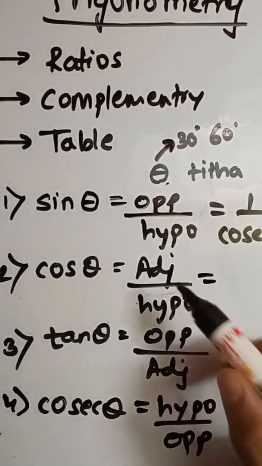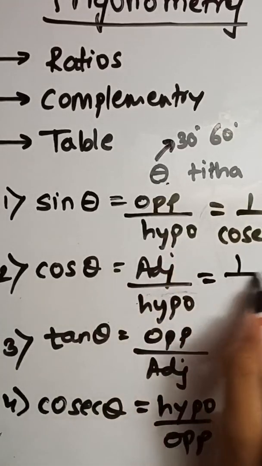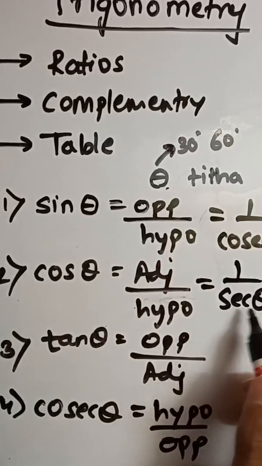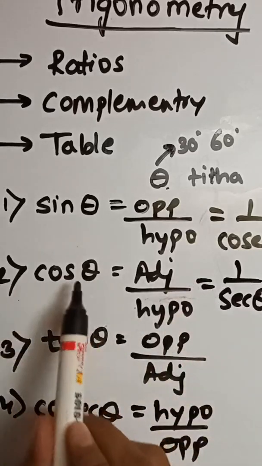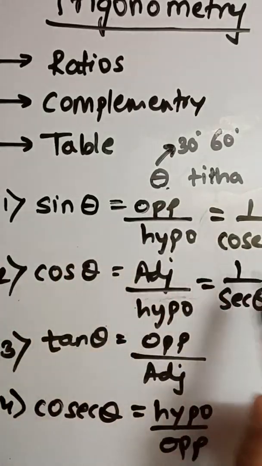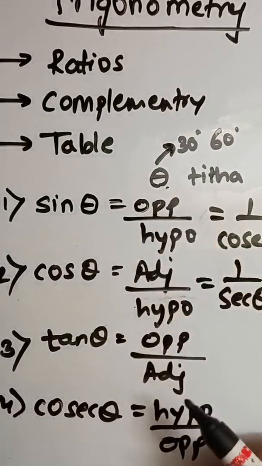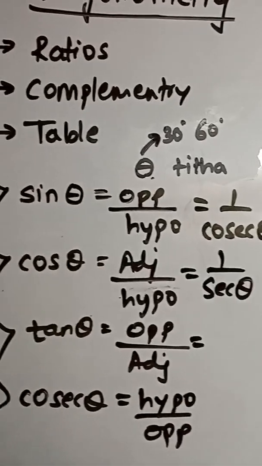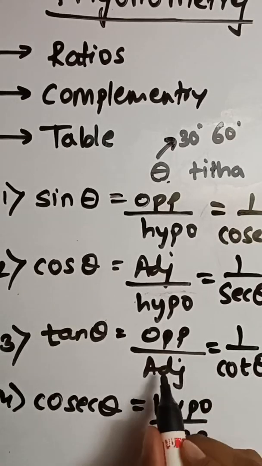In the same way, the reciprocal of cos, if you reverse cos, means hypo upon adjacent. Hypo upon adjacent is sec theta. If they ask you sec theta, S-E-C, sec theta, then it is hypo upon adjacent. If they ask you cos theta, it is adjacent upon hypo. If they ask you sin theta, it is opposite upon hypo. If they ask you cosec theta, then it is hypo upon opposite. If they ask you tan theta, it is opposite upon adjacent. But if they ask you cot theta, then it is adjacent upon opposite.